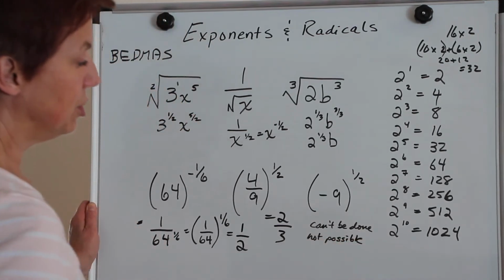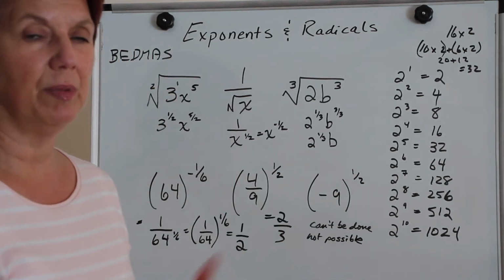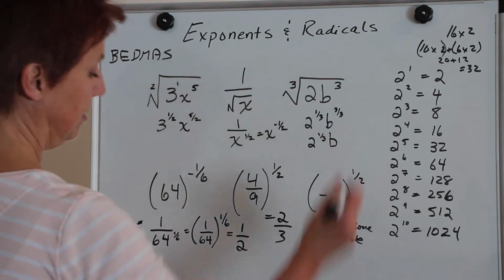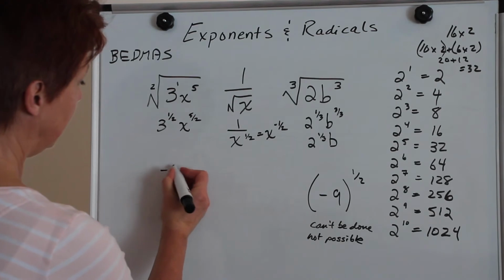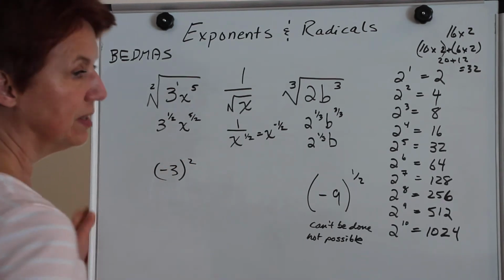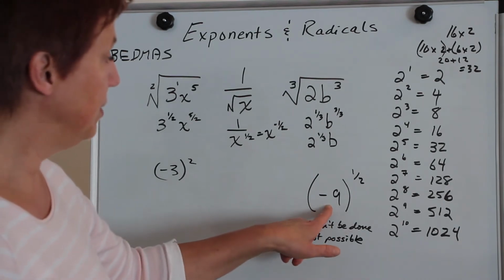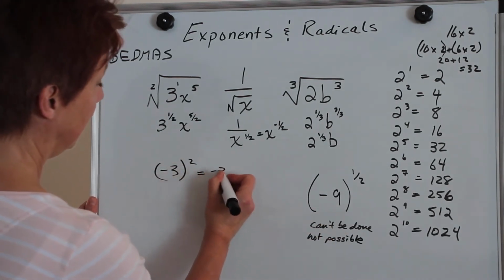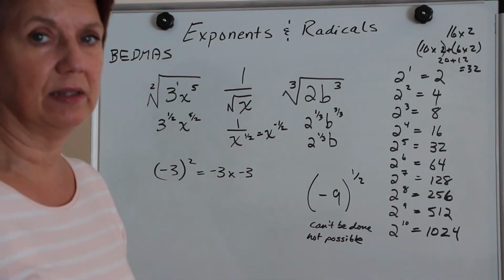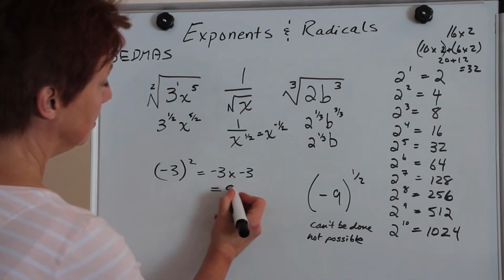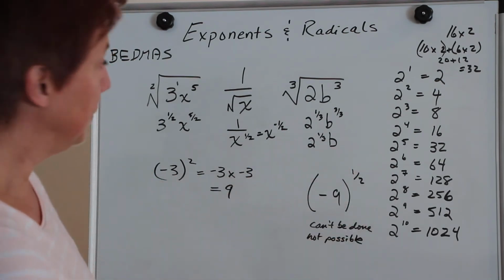Some people think it should be negative 3. When I ask them the square root of negative 9, they say negative 3, but it doesn't work. Because if I multiply negative 3 by itself, because that's what square root means, it means find the number that multiplied by itself gives you that number. Well, I can't multiply any number by itself and end up with a negative. It's not possible. This is equal to positive 9, right? So this cannot be done, okay?